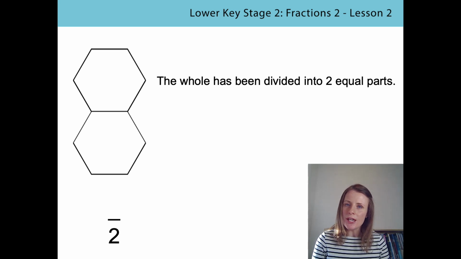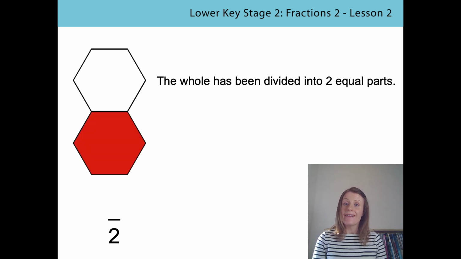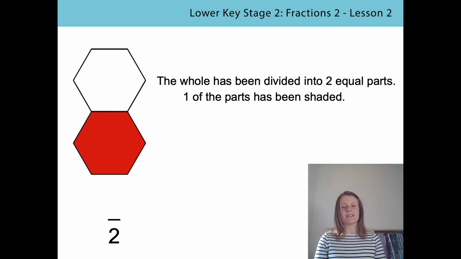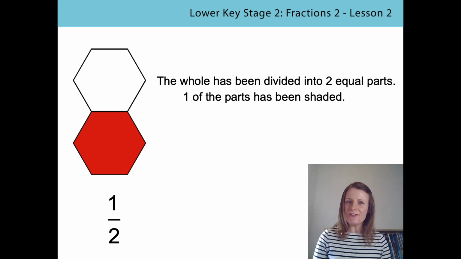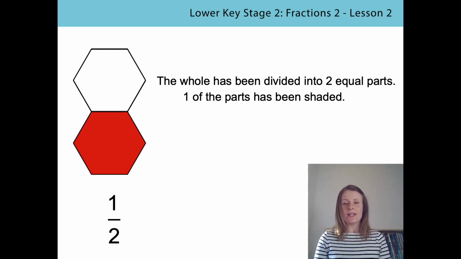Now I'm going to do my shading. Have a look. How many parts were shaded? Yes, 1 equal part. One of the parts has been shaded. Can you put your 1 on your piece of paper? Excellent! You've now made a different fraction. This fraction shows the whole has been split into 2 equal parts, with one of them shaded.